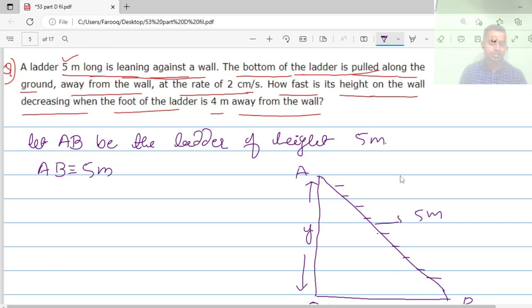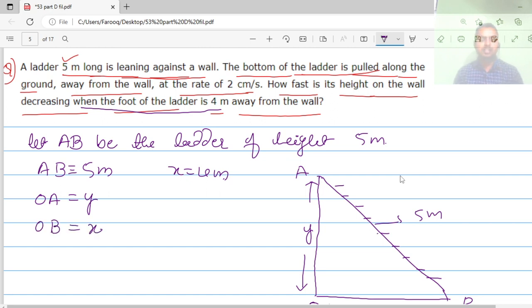Then x is equal to 4, when the foot of the ladder is 4 meter away, that is x. Next, what is given here? OA is equal to y, OB is equal to x.